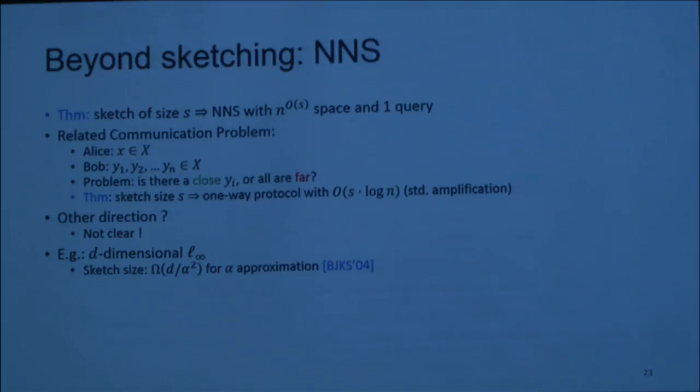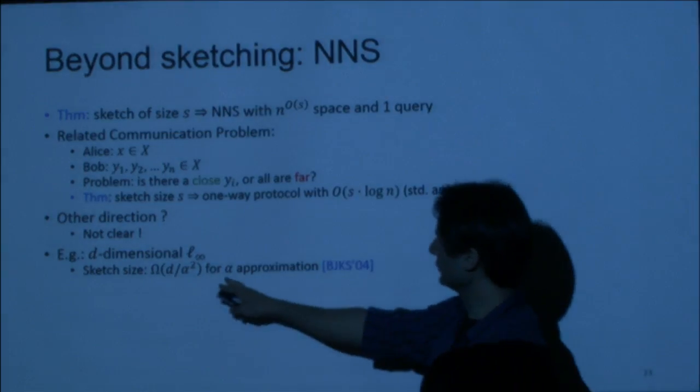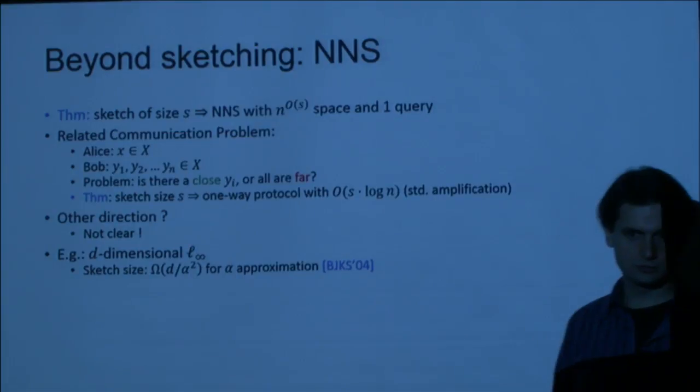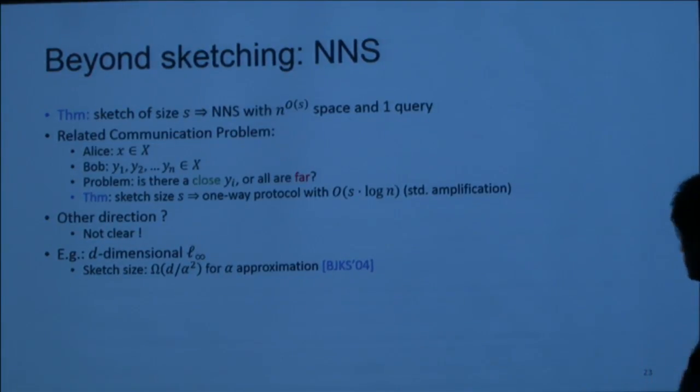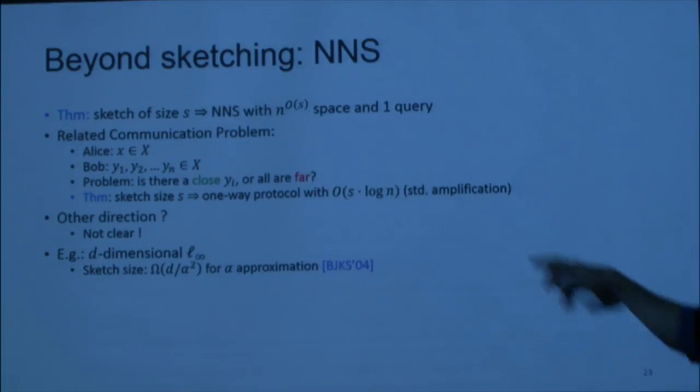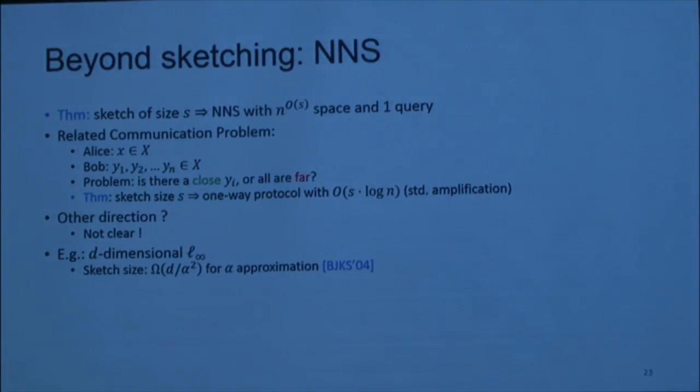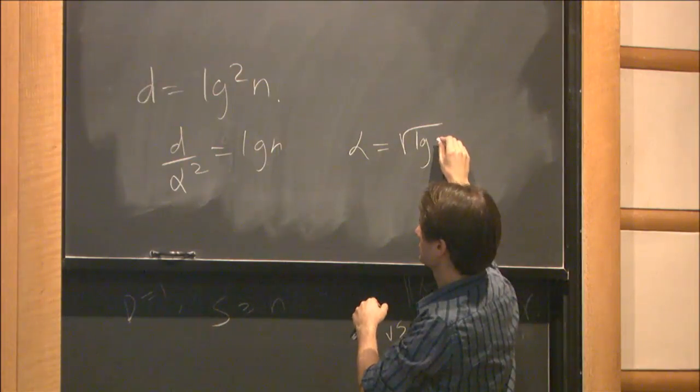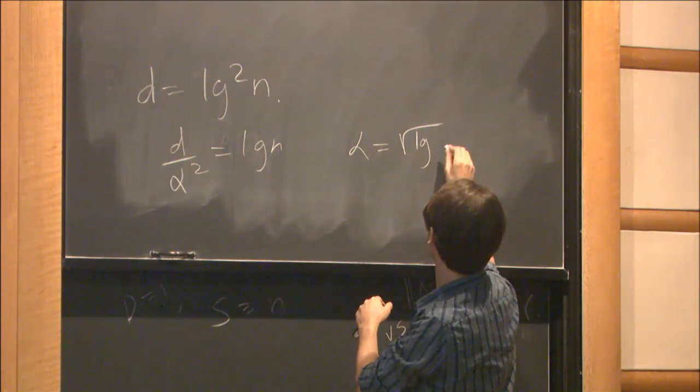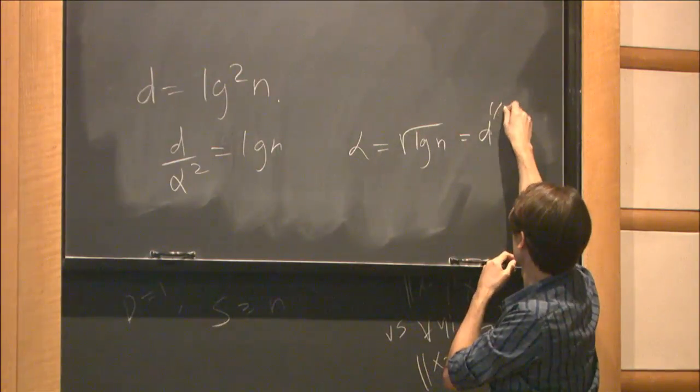And your approximation already has to be polynomial in the dimension to get something, if we are to apply this theorem directly, even if it were to be s plus log n. We would need d divided by alpha squared to be equal to, let's say, log n, which means that alpha would be equal to root log n in this situation. Root log n, yeah, d to a quarter.